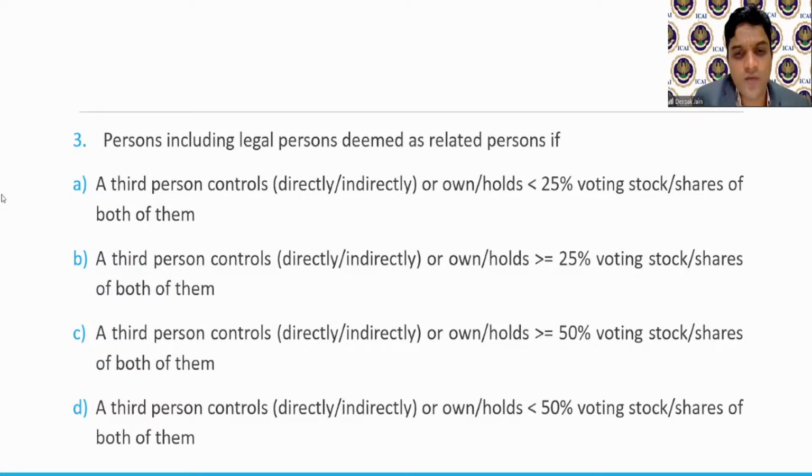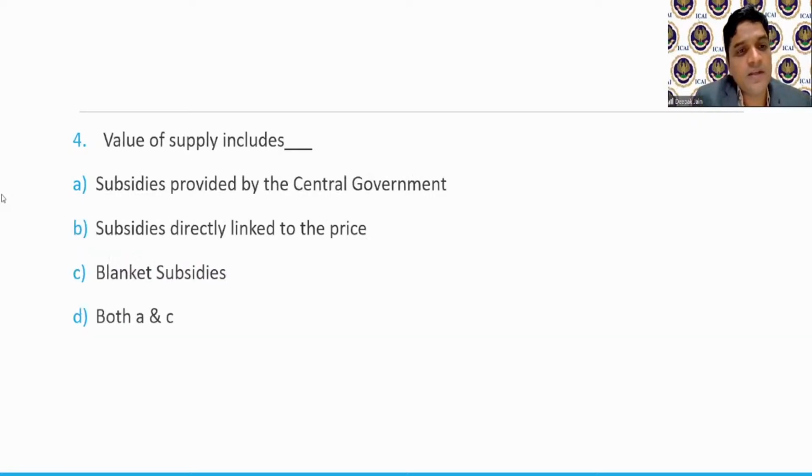Yeah, the answer for question number 3 is correct. Most of them have given the correct answer. It is B, a third person controls more than 25%. Value of supply includes subsidy provided by central government, subsidy directly linked to the price, blanket subsidies are both A and C.